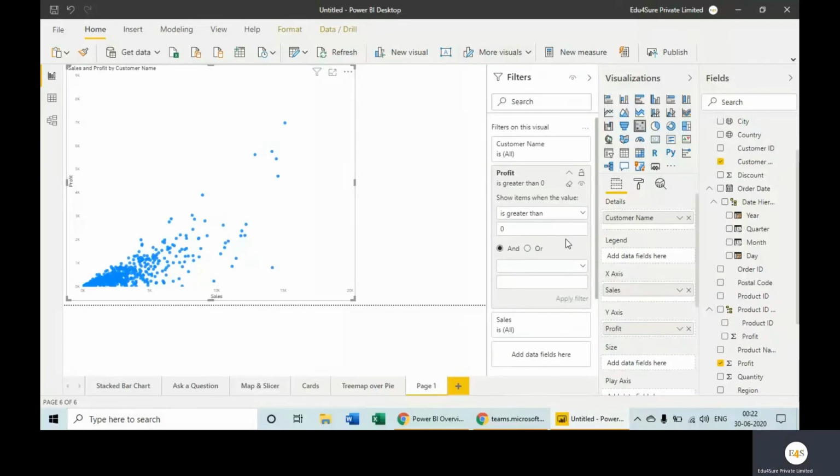You can try this filter pane. You can use it in other visuals also, depending upon what kind of data you have and what all you want to show. So try this out, this filter pane on multiple visuals. I have shown you one example, but it will work with all the visuals perfectly.